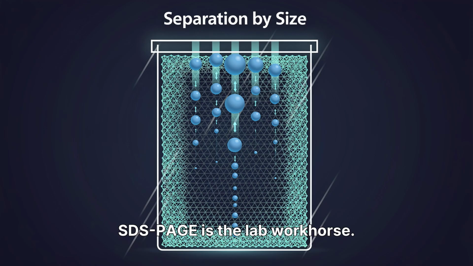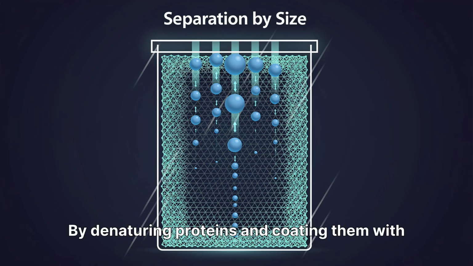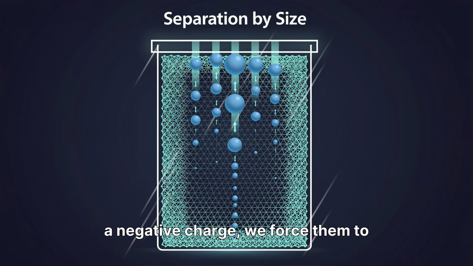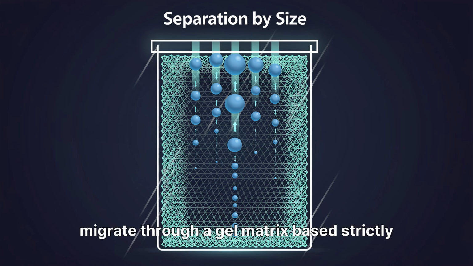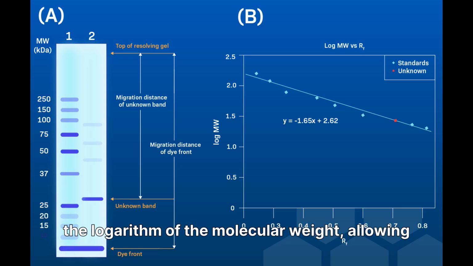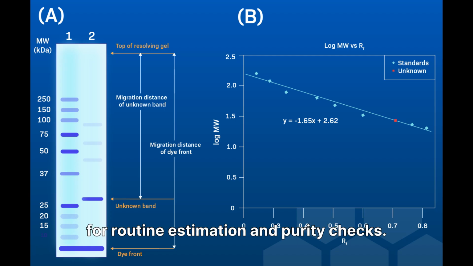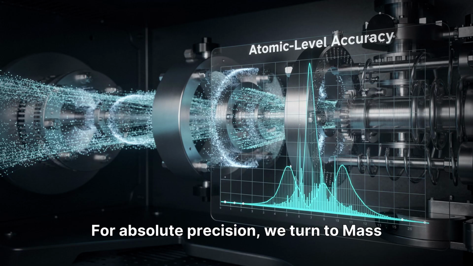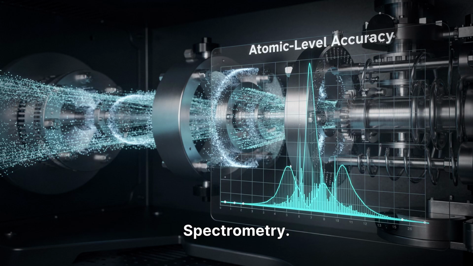SDS-PAGE is the lab workhorse. By denaturing proteins and coating them with a negative charge, we force them to migrate through a gel matrix based strictly on size. The distance migrated is inversely proportional to the logarithm of the molecular weight, allowing for routine estimation and purity checks. For absolute precision, we turn to mass spectrometry.